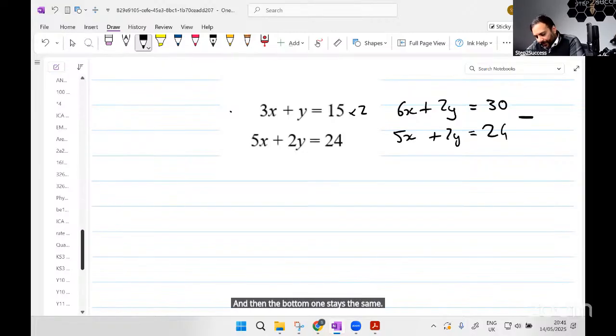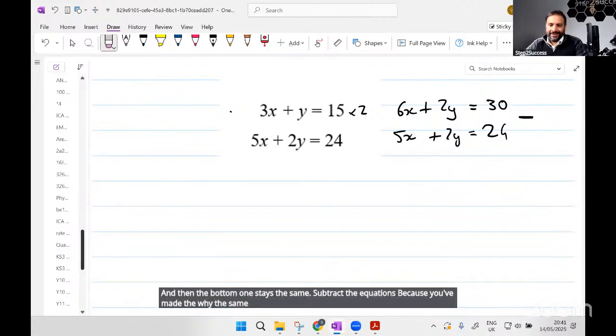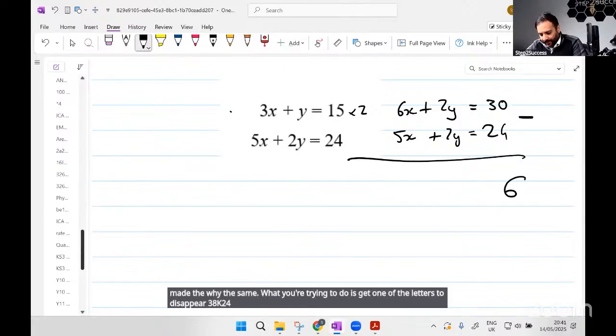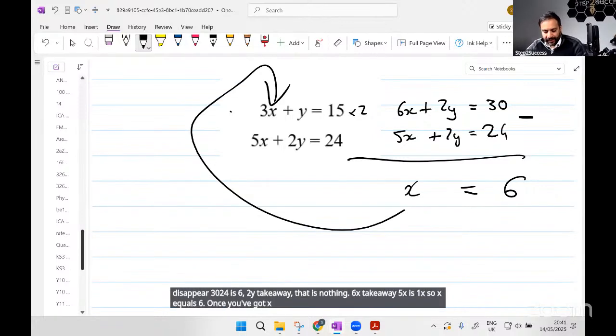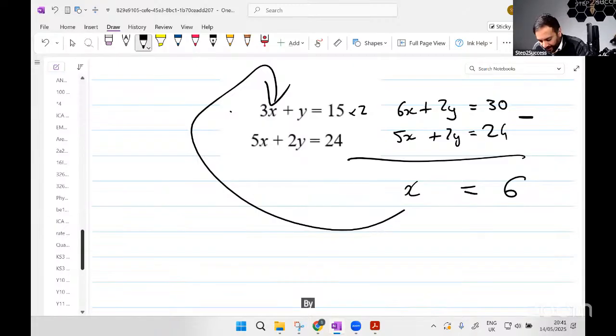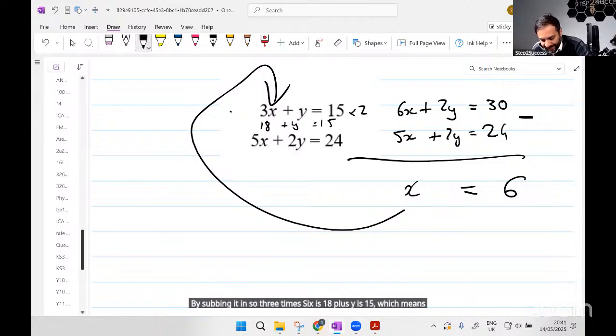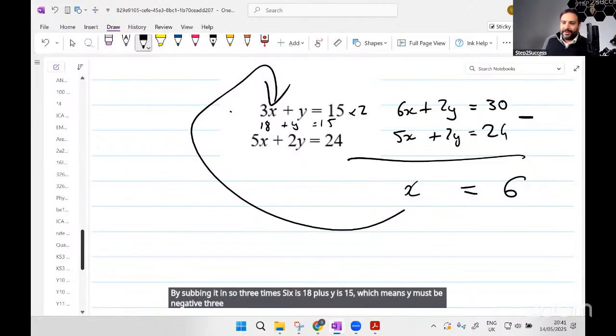Subtract the equations, because you've made the y's the same. What you're trying to do is get one of the letters to disappear. 30 take away 24 is 6. 2y take away that is nothing. 6x take away 5x is 1x. So x equals 6. Once you've got x equals 6, go back and find the y by subbing it in. So 3 times 6 is 18 plus y is 15, which means y must be -3. That's what that must be.